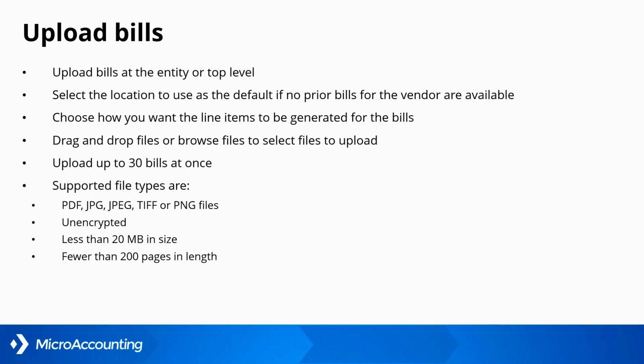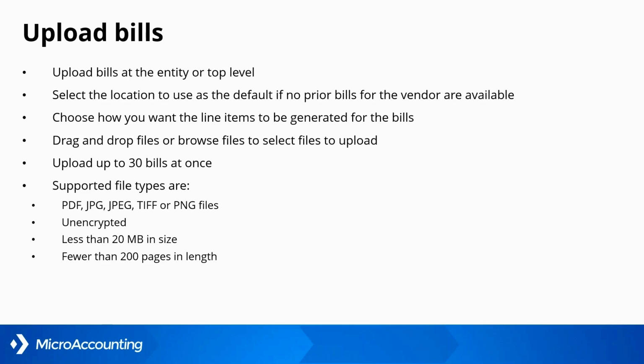You can then either just drag and drop files, or you can browse out and upload those files. You can upload up to 30 bills at one time. So again, you've got those bills you've scanned in that you got in the mail. They're saved out on your desktop. You can just click on 30 of them at once, click upload, and it's going to create the bills for those 30 at one time.